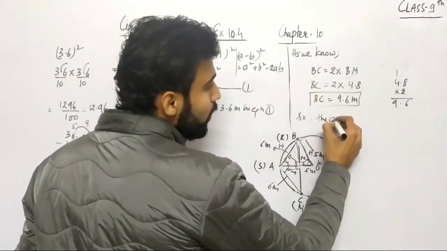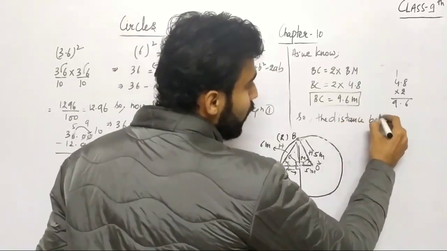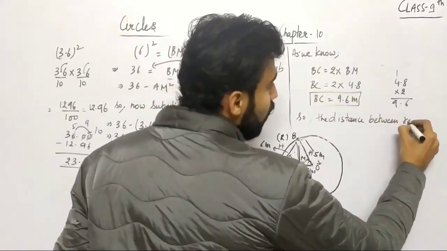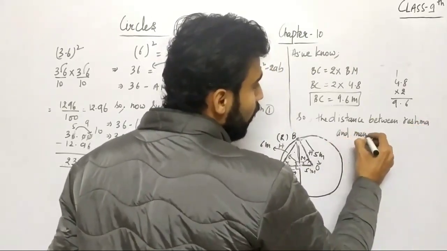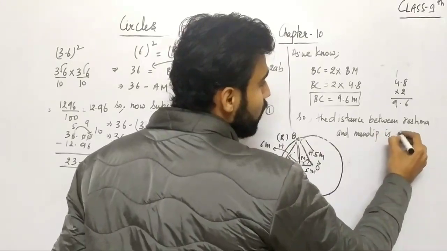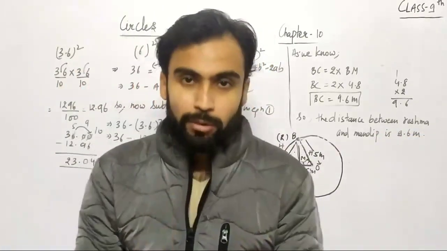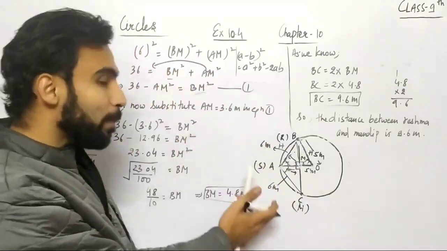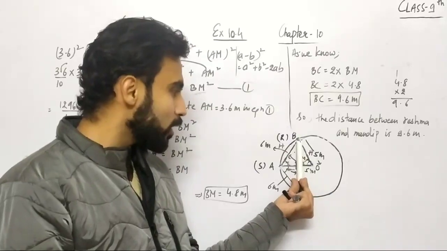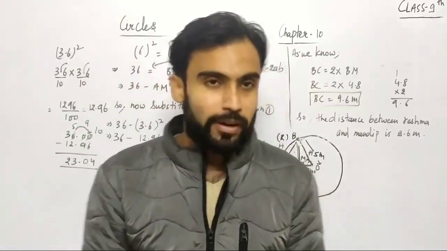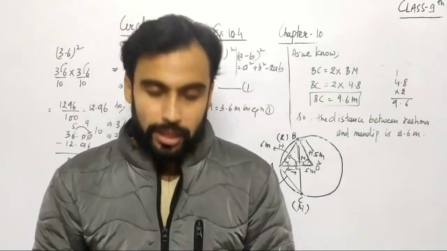So the distance between Reshma and Mandeep is 9.6 meters, right? So you can see quite a lengthy question, but if you just focus on the steps that have been taken to find out the length of BC, which is the distance between Reshma and Mandeep, that will be 9.6 meters, right? So that was all in this question.